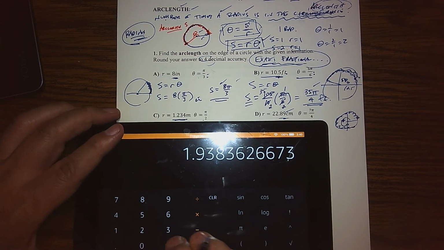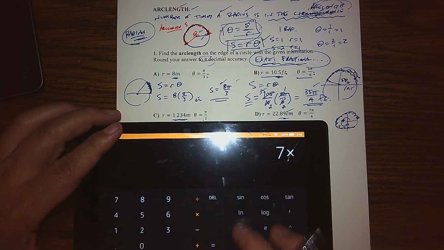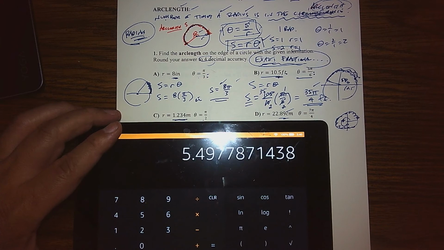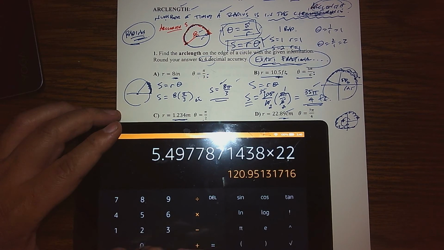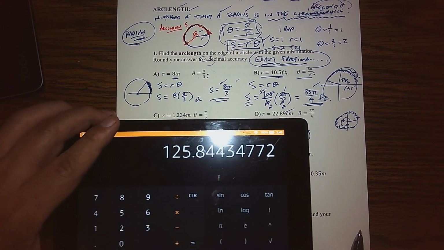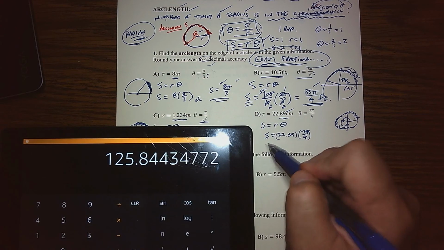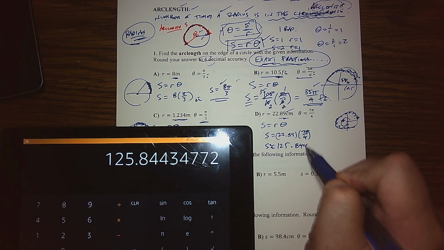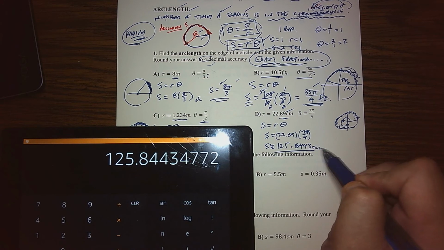And so again, I'll use my calculator here because that's a couple decimals. So how about I do this first? I got 7 times pi, and we're dividing that by 4, so that equals that value, and then we're now multiplying that to 22.89, and that equals 125. So this is estimated to be 125.8443, and this would be centimeters.